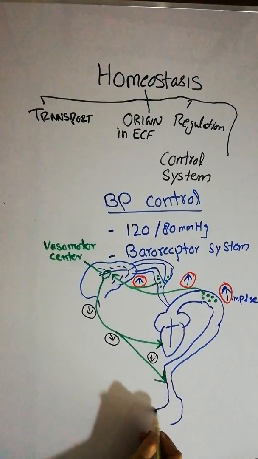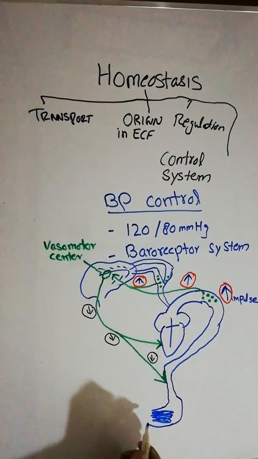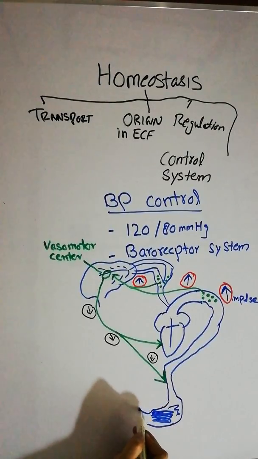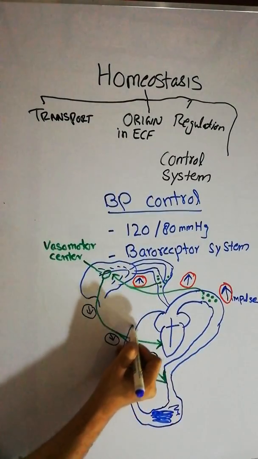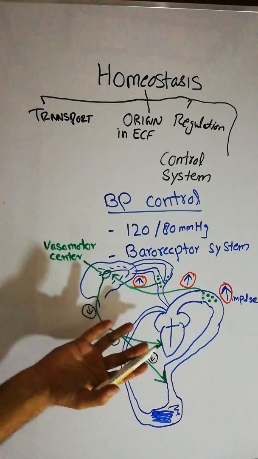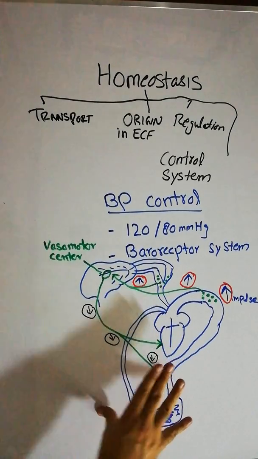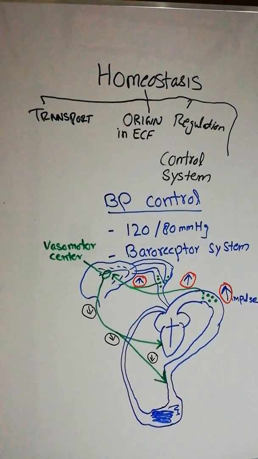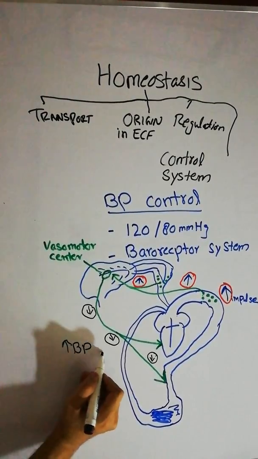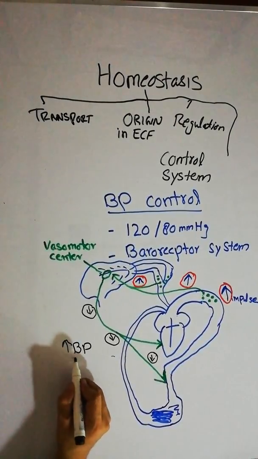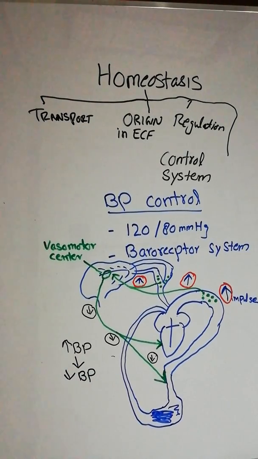When the blood vessels get dilated, blood is pooled in the vessels. When blood gets pooled, it is not pumped easily towards the heart. So there is a decrease in the blood coming towards the heart, and in a sense, the blood pressure tends to drop. So a high blood pressure will lead to low blood pressure with the help of the baroreceptor system.